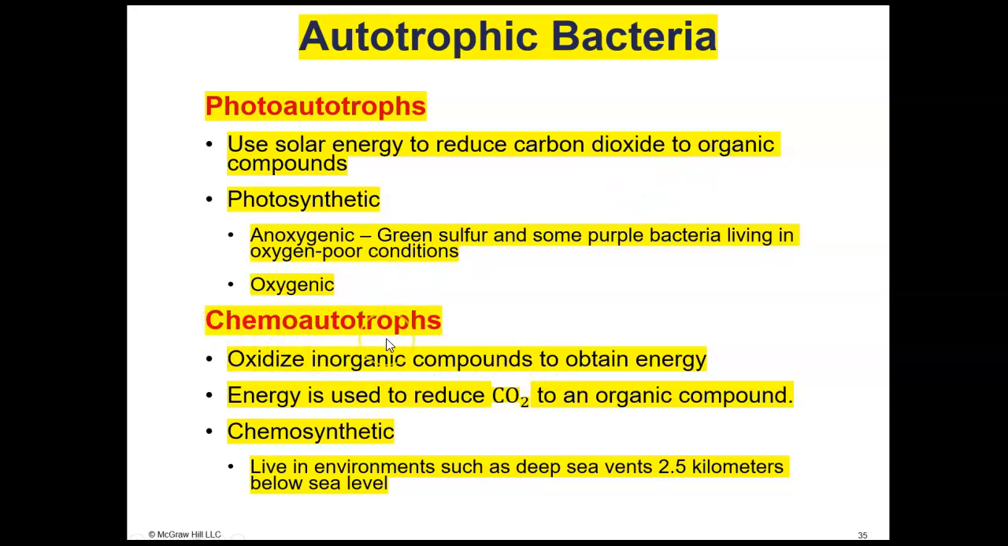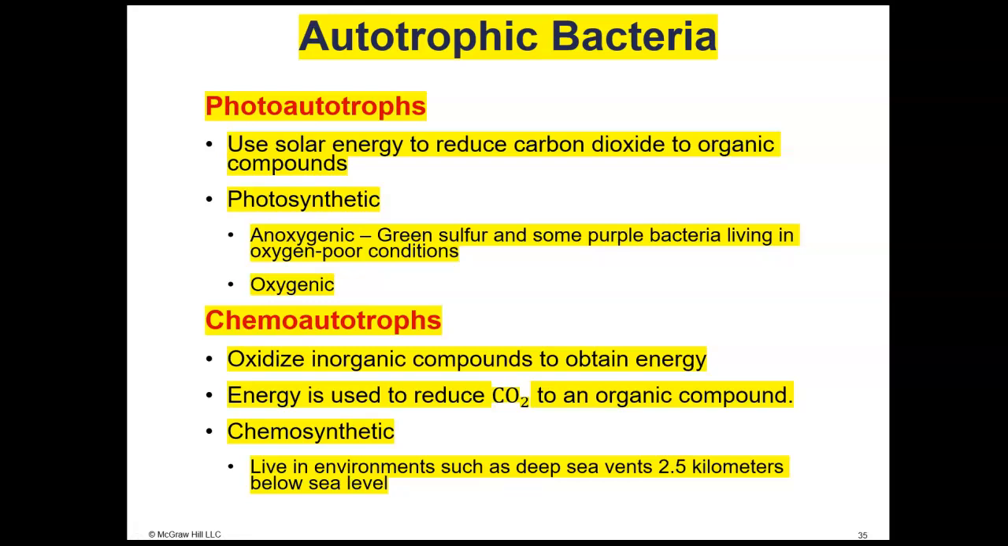Then we have chemoautotrophs. And these still make their own food, but they use a different source of energy than the sun. They use inorganic compounds. They break them down to obtain energy, and then they use that energy to reduce carbon dioxide to an organic compound. Chemosynthetic bacteria live in environments such as deep sea vents 2.5 kilometers below sea level.